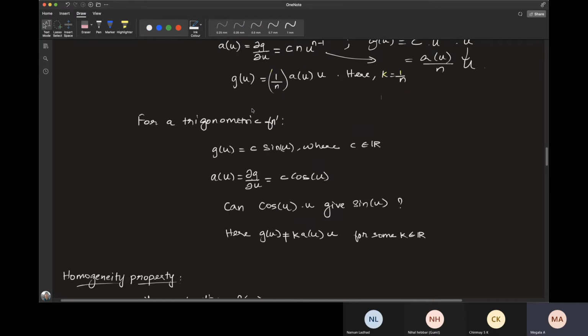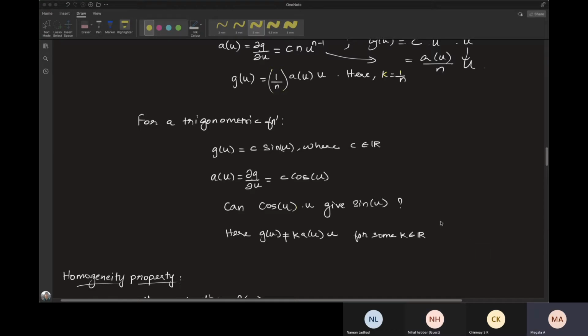Let's say that g of u is a trigonometric function now. So g of u is c into sine u, where c is again some real number, and a of u is dou g by dou u. So that is now equal to c into cos u. So now can cos u into u give us sine u by some means? Is it possible?